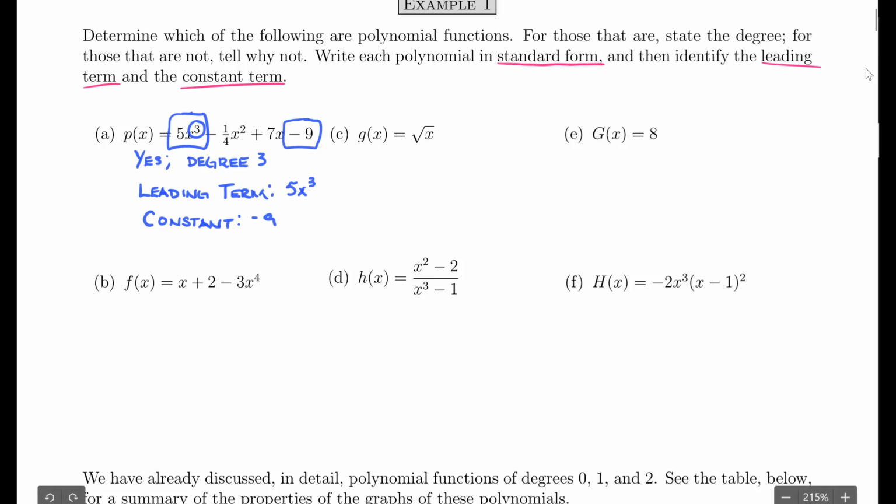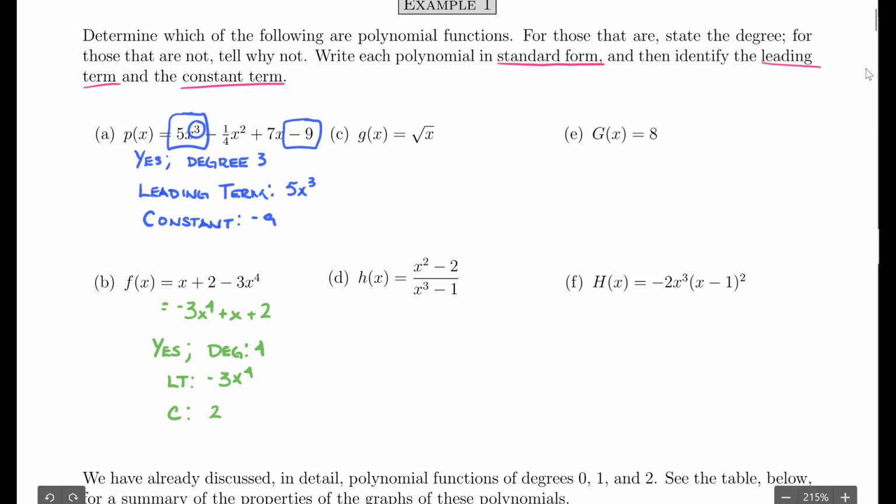For part B, this one is not written in standard form, which means we have to first put it in descending order of powers. So we'll rewrite this as -3x to the 4th plus x plus 2. Now this is in standard form, and we can clearly see that this is a polynomial, and it has a degree of 4. The leading term is -3x to the 4th, and the constant is going to be +2.